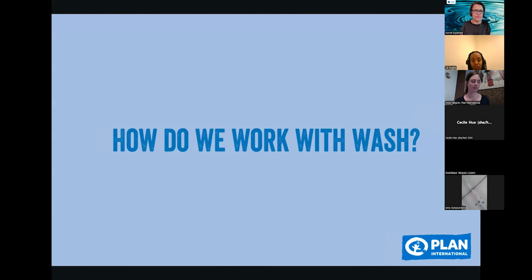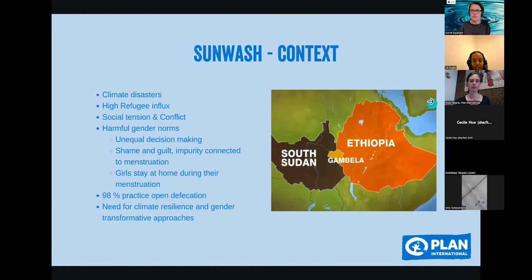As Plan International Ethiopia, one good example could be our SunWash project, which is implemented in the western part of Ethiopia, in the Gambela region. When we look at the context, this region faces many problems, including climate change, causing flooding and drought to happen more frequently. Another aspect is that this region is characterized by high refugee influx. As you can see in the map, this region borders South Sudan, and a lot of refugees are entering the region, causing social tension and conflict due to competition for scarce resources such as water.